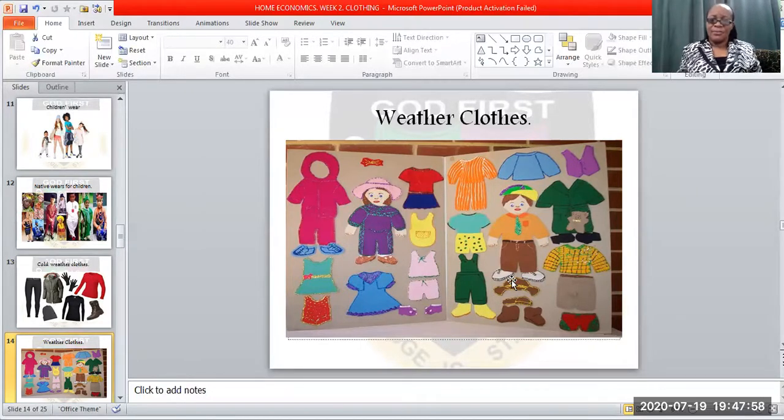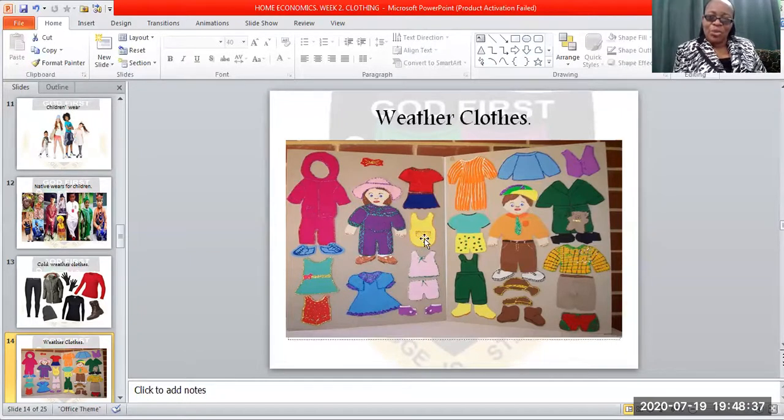Of course, weather clothes: whether the weather be hot, whether the weather be cold, whatever the weather, we will weather the weather. Are we together? Okay, I take it again. Whether the weather be cold, whether the weather be hot, whatever the weather, we will weather the weather. Beautiful. So if we want to weather the weather, whether hot or cold, we have skirts, trousers, shirts, we have berets, caps and all that. We have boots as well.